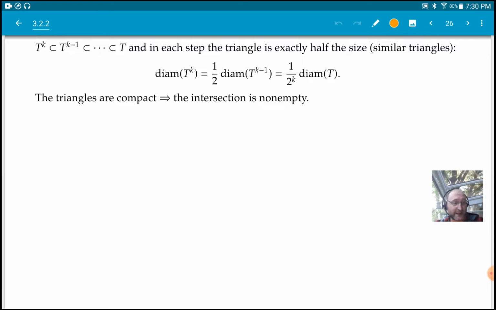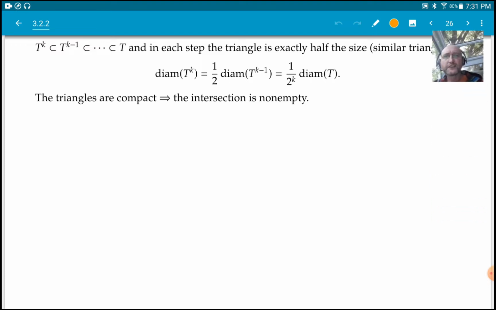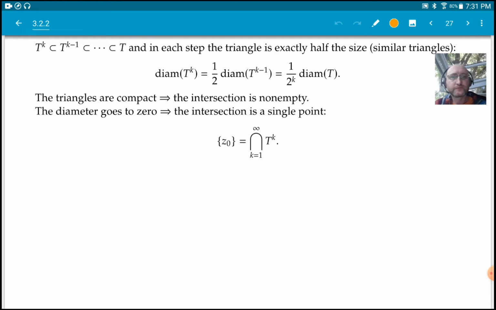One of the things about compact sets is that if you have a nested sequence of compact sets, and you take the intersection, you get a non-empty set for the intersection. So the intersection is non-empty, right? Now the diameter also goes to 0, right? So in each iteration, the diameter halved, right?